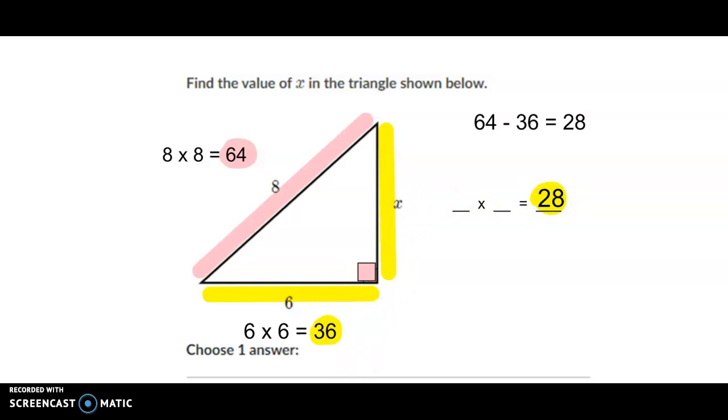All right, try the others on your own, and tomorrow we'll take a look at how to determine if a triangle is a right triangle.